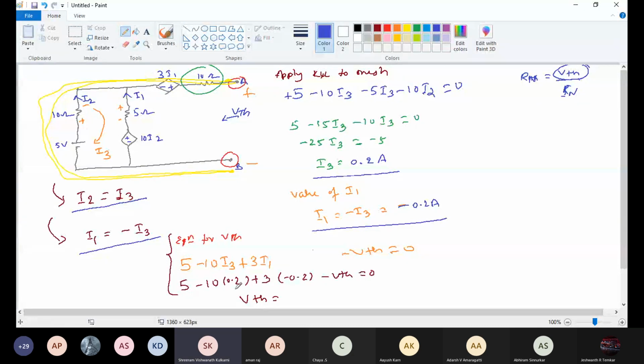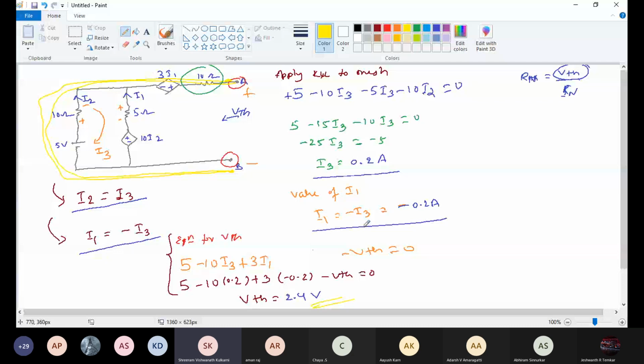5 minus 0.2 minus 2. VTH will be how much? 2.4 volts. VTH is 2.4 volts. Okay, for this RN, we have calculated VTH.